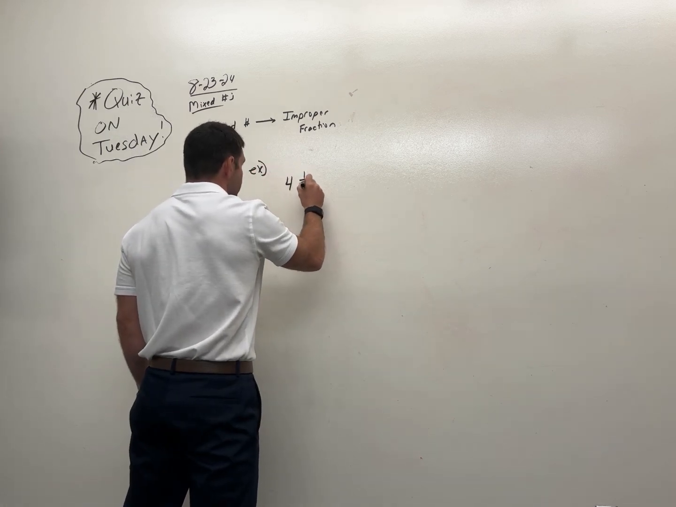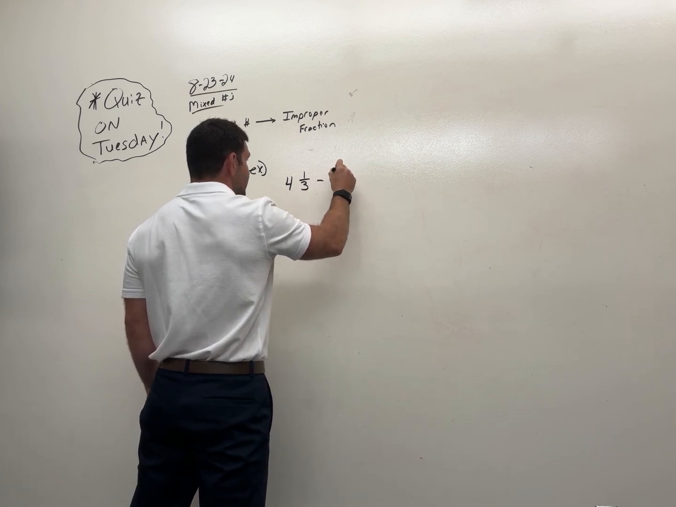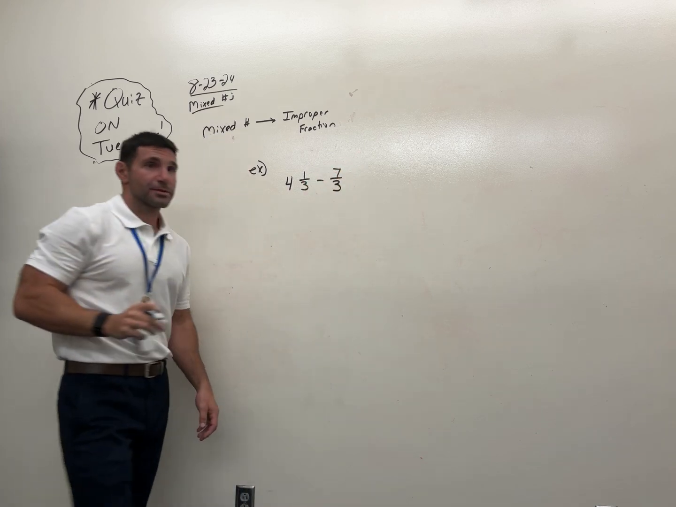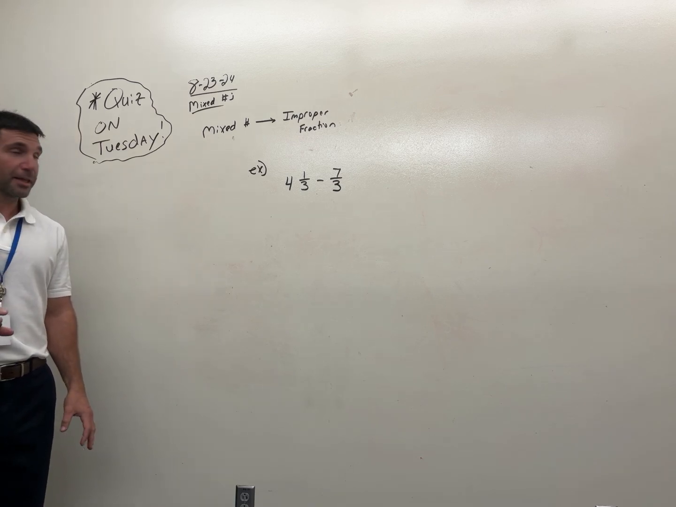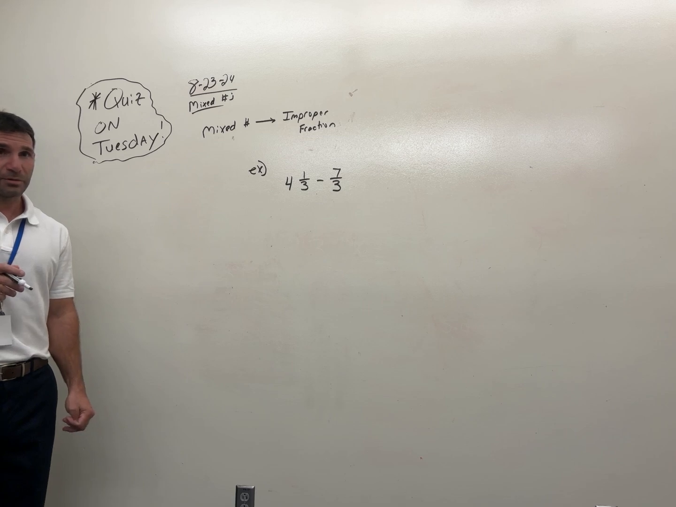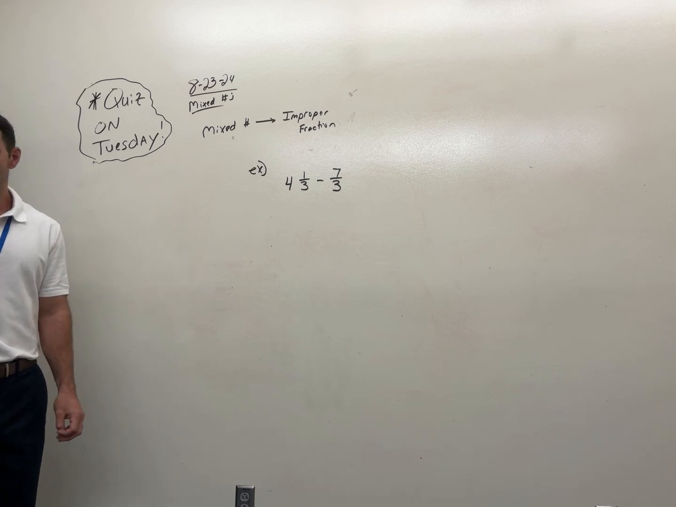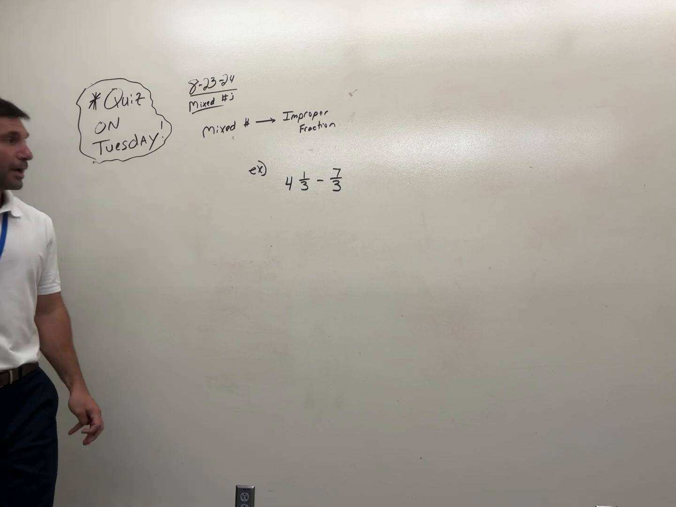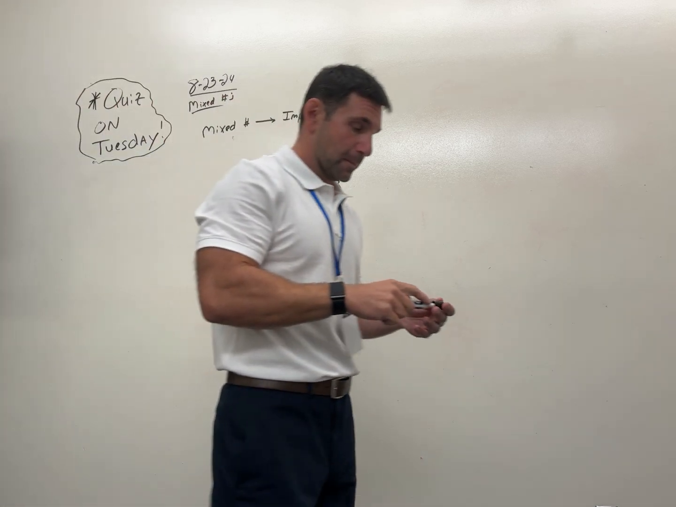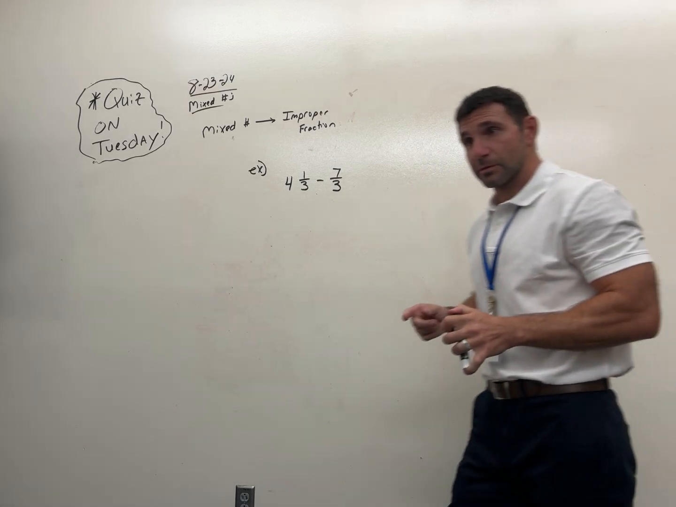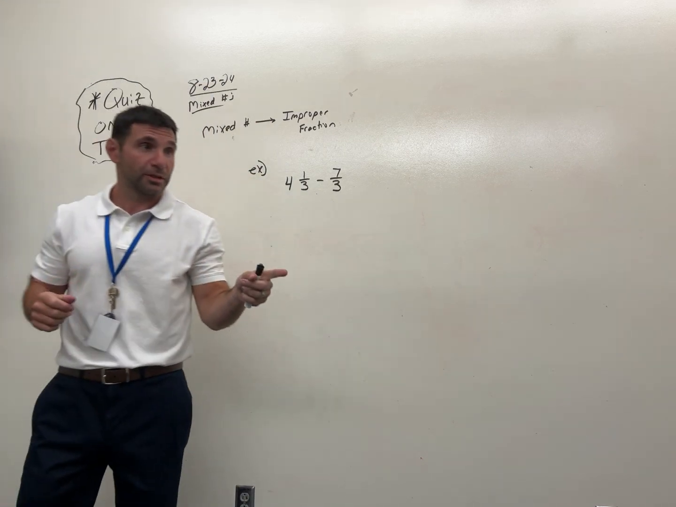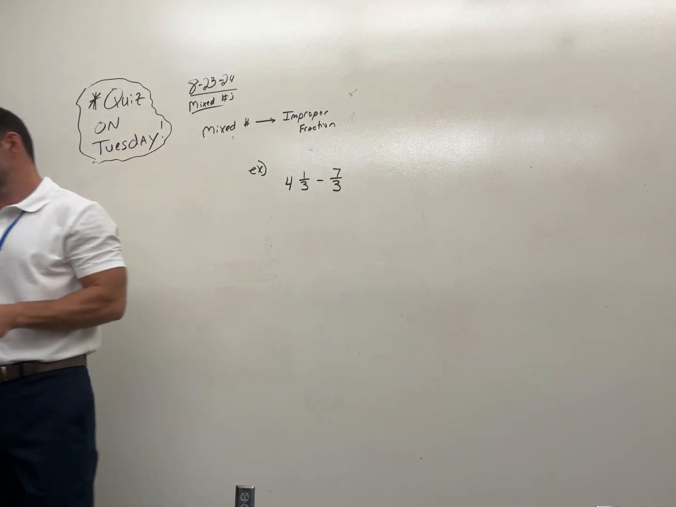4 1/3 minus 7/3. Okay? Go ahead and try that. Because, are the denominators the same? Yeah. Okay. Do I want it as a mixed number? No. Never. So change the mixed number first, and then subtract. You guys can use your calculators. Don't forget about your calculators. Kendall, do you need a calculator? No? Okay. Gentlemen, do you guys need calculators? I got one. Everybody's got one? Okay.